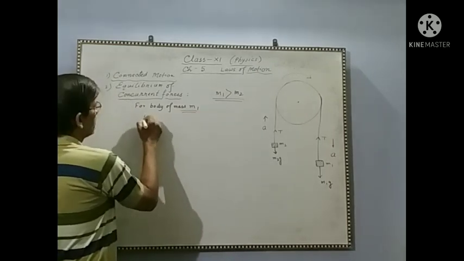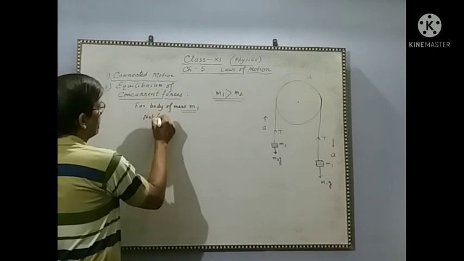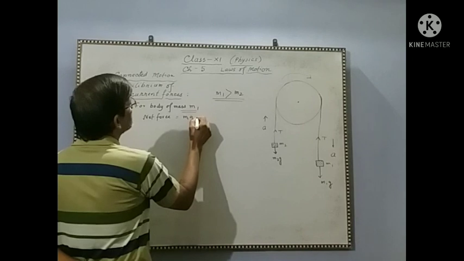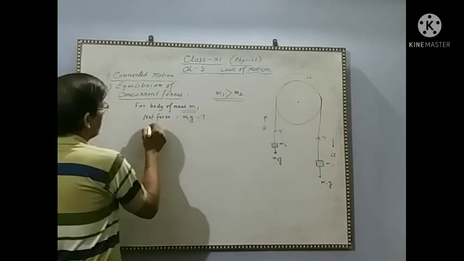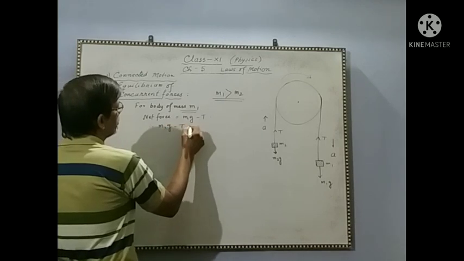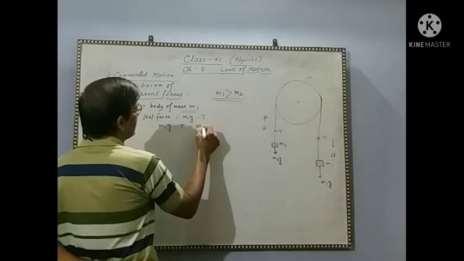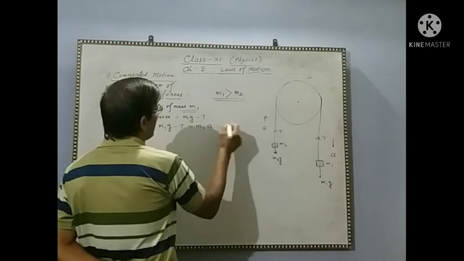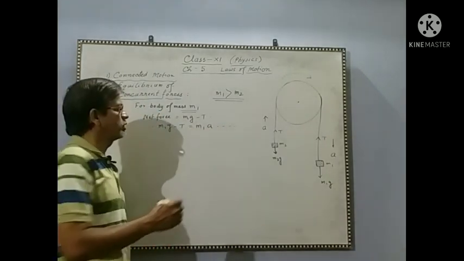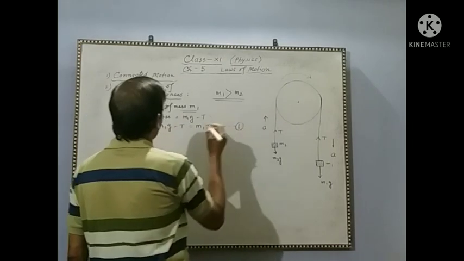Net force is equal to M1G minus T. Therefore M1G minus T equals M1A. F equals MA formula. By this formula we have got this. This is equation number 1.